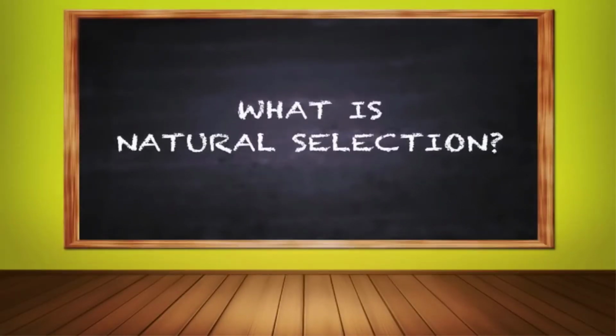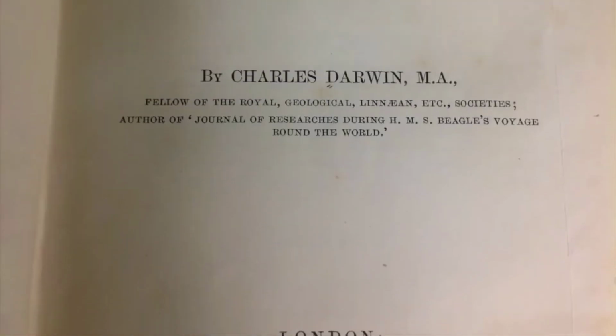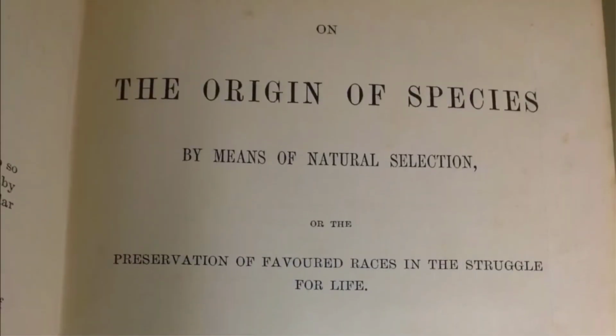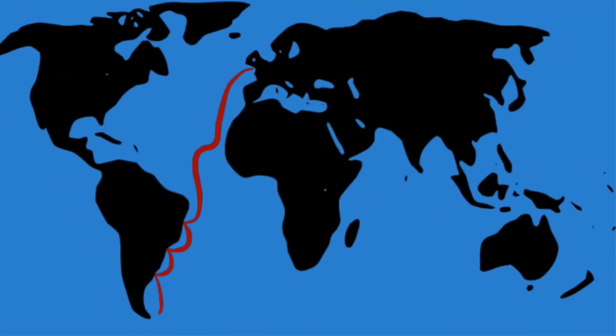The theory of evolution was developed by Charles Darwin and published in his book On the Origin of Species. He explained that natural selection is the process behind evolution. Charles Darwin developed his theories after his adventures upon the HMS Beagle.